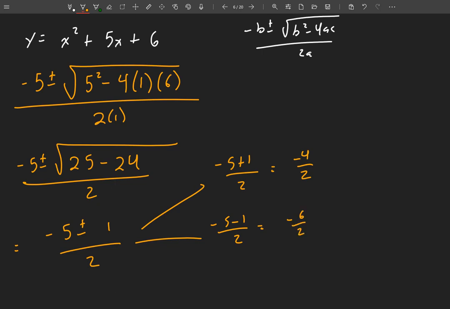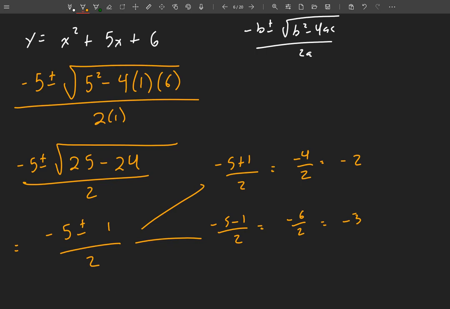You can work out each one of these to completion first. In other words, you can do this one first and then the one below. I'm kind of working them simultaneously. It doesn't really matter how you do it. Negative 4 divided by 2 is negative 2. And this is going to be negative 3.